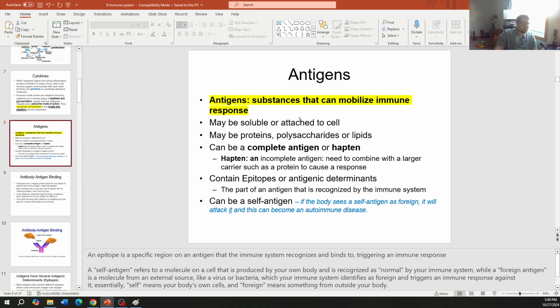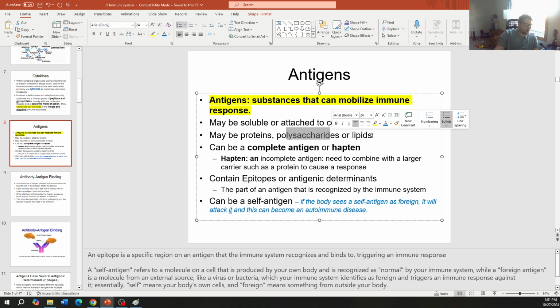We've mentioned antigens before. These are the substances that can mobilize the immune response. These are the things that are going to cause our immune system to say, that's not supposed to be there. We need to do something about that. Okay? These can be soluble, meaning that they can just be free-floating in fluid, like in our blood or in our tissues, or they can be attached to cells. Especially think cells like bacteria cells can have these antigens. They can be proteins, they can be polysaccharides, or they can be lipids.